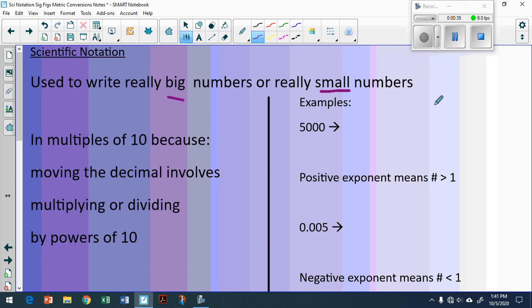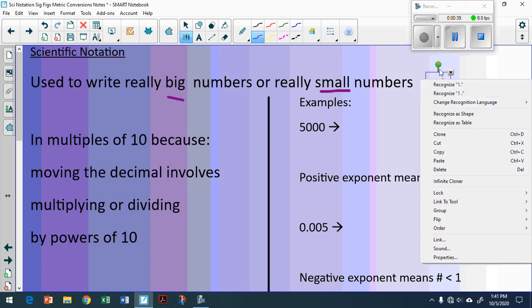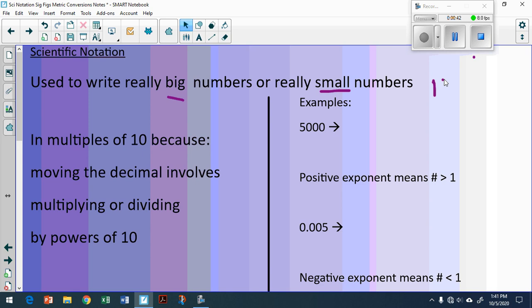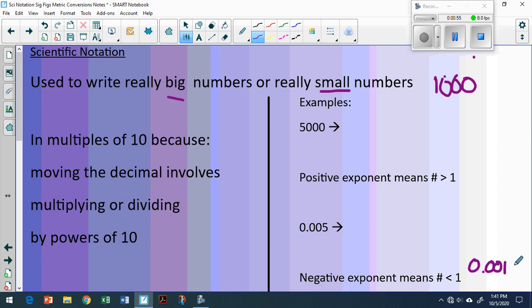So kind of our value of choice, if it is bigger than 1,000, or if it is less than 1,000th, those are the times when we could choose to report the number in scientific notation. So this will come up for measurements or values that you work with in class. So let's say that I wanted to convert 5,000 to scientific notation.